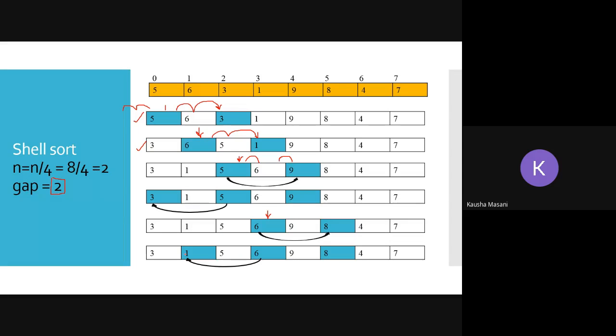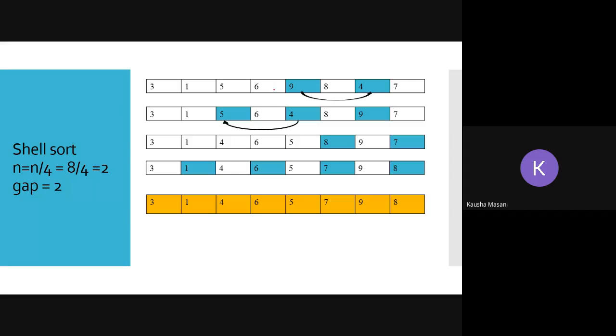6 and 1. Do I need any swapping? Again, no. So 6 will be included in your sorted list. Okay. Now go with 9. 9 and 4. Do I need a swap? Yes. So the swap is done. So 4 in place of 9.